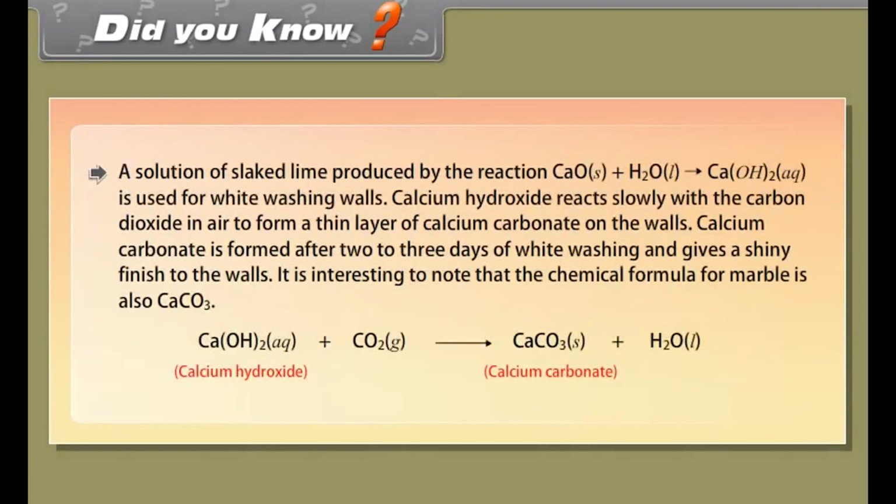Did you know? A solution of slaked lime produced by the reaction is used for whitewashing walls. Calcium hydroxide reacts slowly with the carbon dioxide in air to form a thin layer of calcium carbonate on the walls. Calcium carbonate is formed after 2 to 3 days of whitewashing and gives a shiny finish to the walls. It is interesting to note that the chemical formula for marble is also CaCO3.